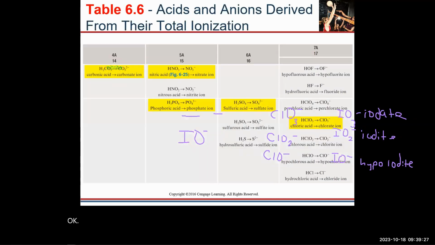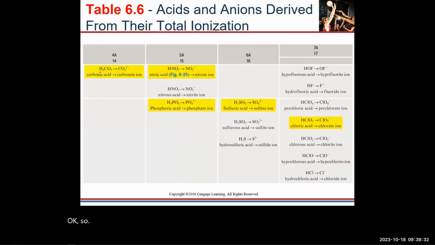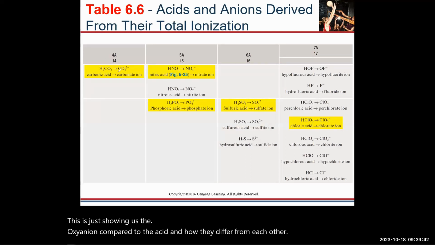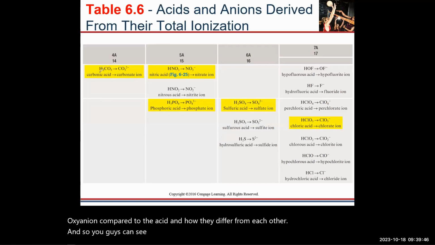Okay, so this is just showing us the oxyanion compared to the acid and how they differ from each other. And so you guys can see carbonic acid, carbonate ion, nitric acid, nitrate ion. Okay.